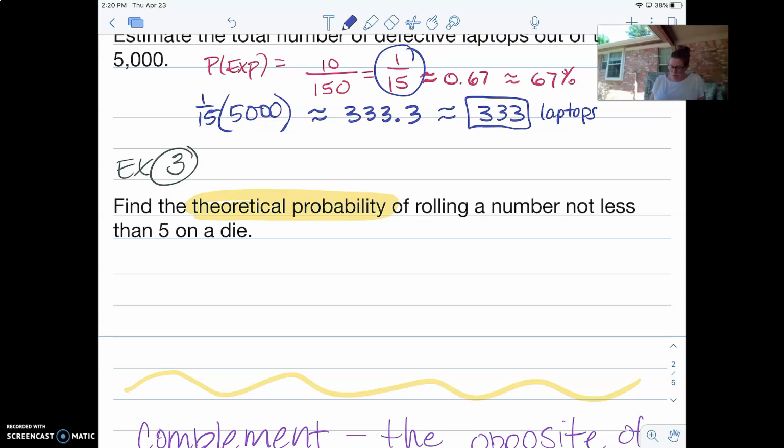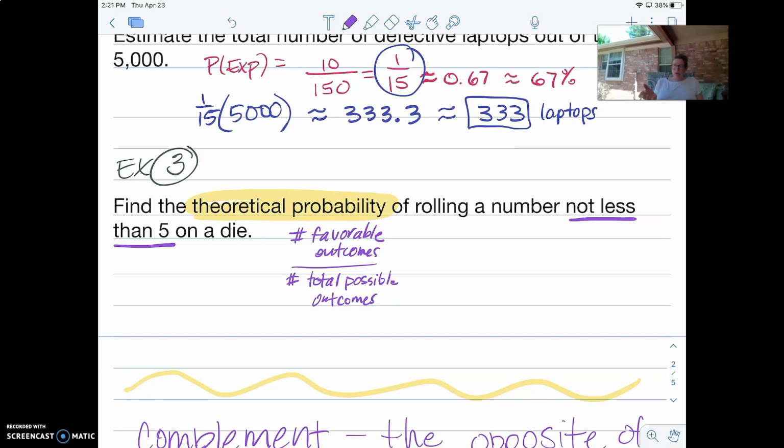Okay, so finding the theoretical probability of rolling a number not less than 5. That's worded kind of strangely. So remember, we want the number of favorable outcomes, and we're going to talk about what that means, and then we're going to divide by the number of total possible outcomes. The denominator is usually the easier one to determine. How many possible outcomes are there?